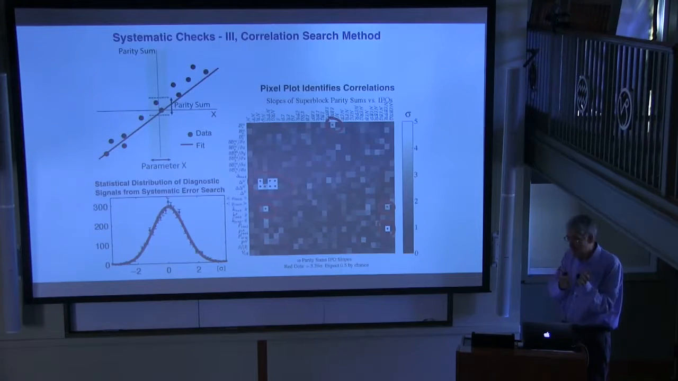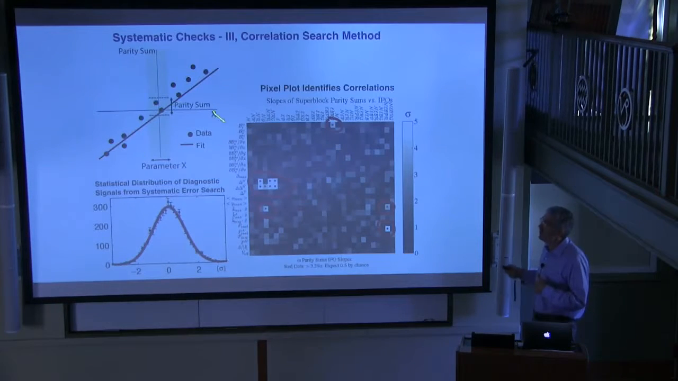I talked about one parity sum, which was the EDM channel, but there's lots of other parity sums. And so here are a bunch of different parity sums. Here's a bunch of different parameters we can vary. And we go ahead and just do it. And then we fit this to a line, and we see whether there's a statistically significant variation.